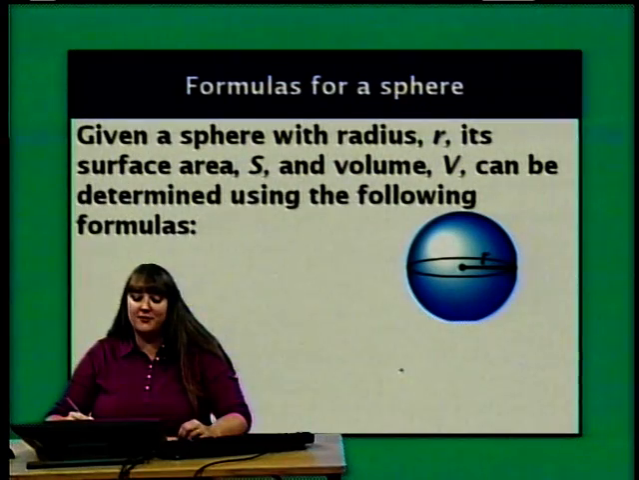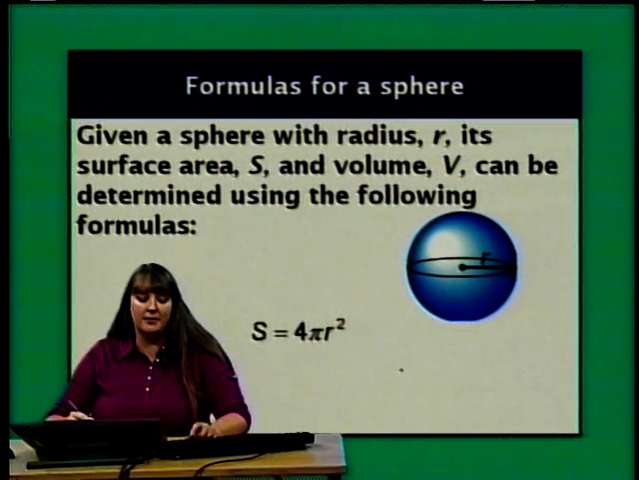If we have a sphere with radius r, its surface area S and volume V can be determined using the following formulas. The surface area is 4 times pi times r squared. The volume is 4/3 pi r cubed.